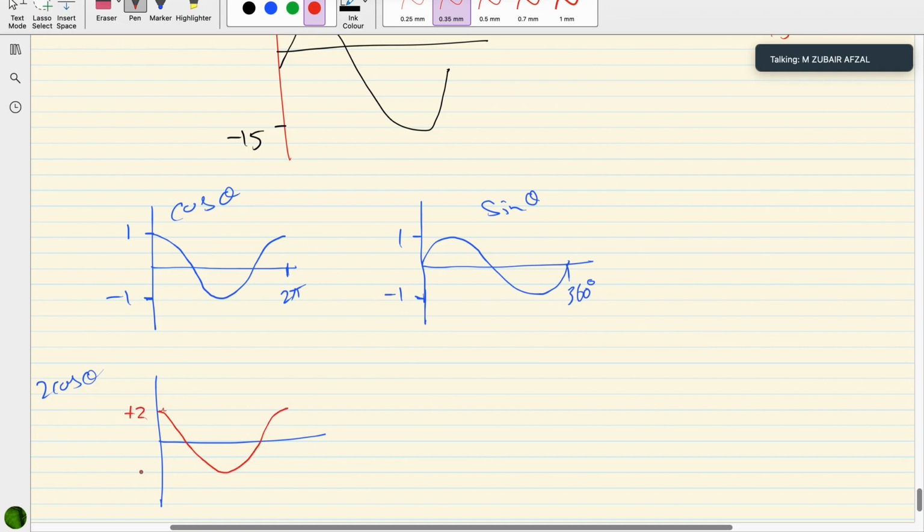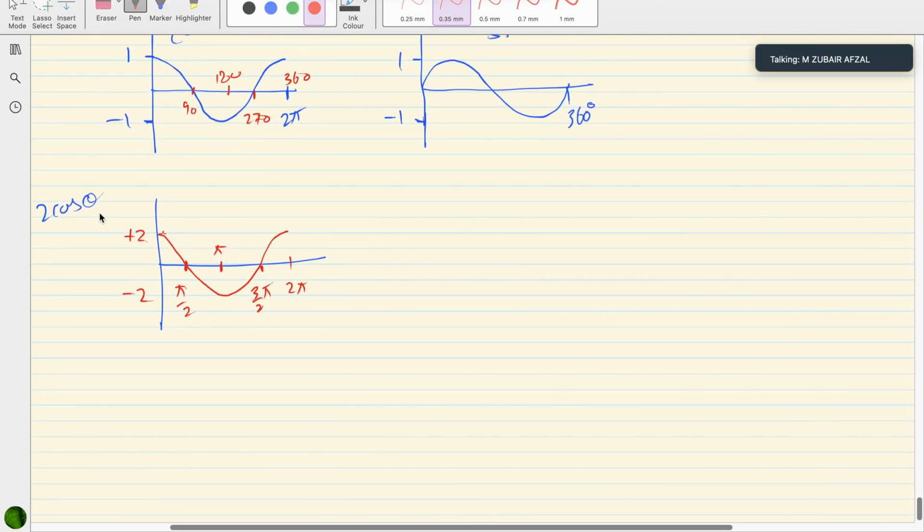This is plus 2, this is minus 2, it ends at 2 pi. The midpoint must be pi. If you need to continue, this is pi by 2 and this is 3 by 2 pi. In form of degrees, it would have been 180, 360, this is 90 and this is 270.